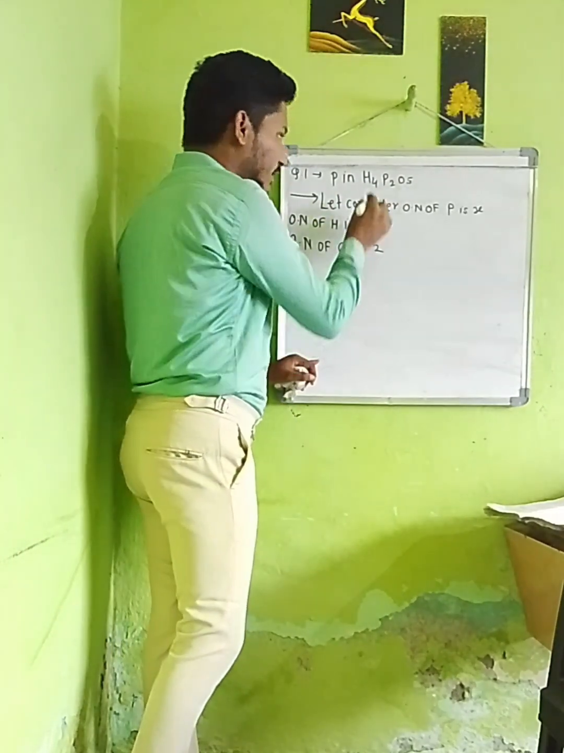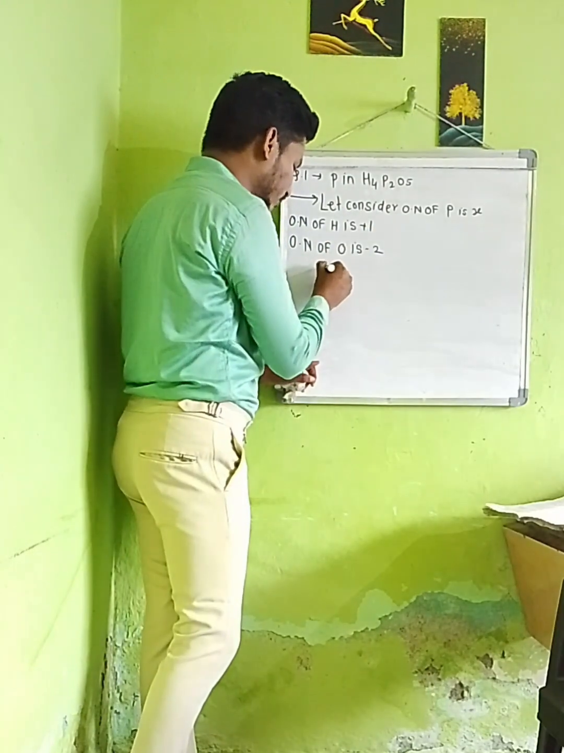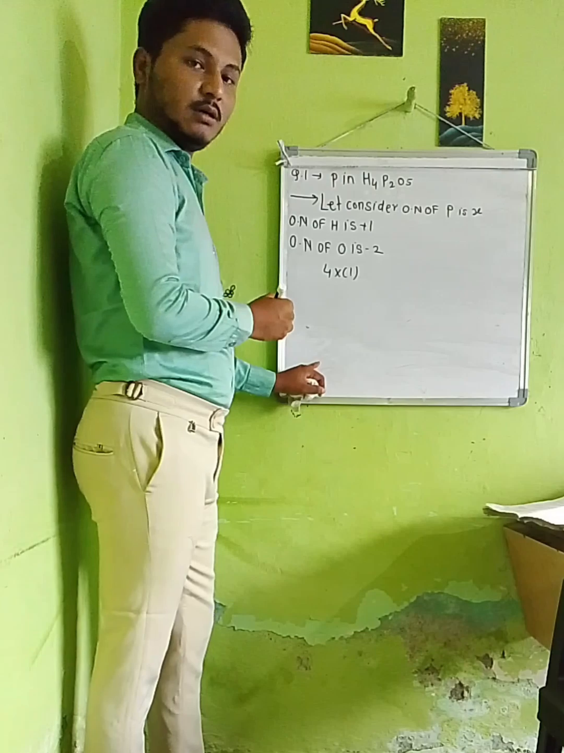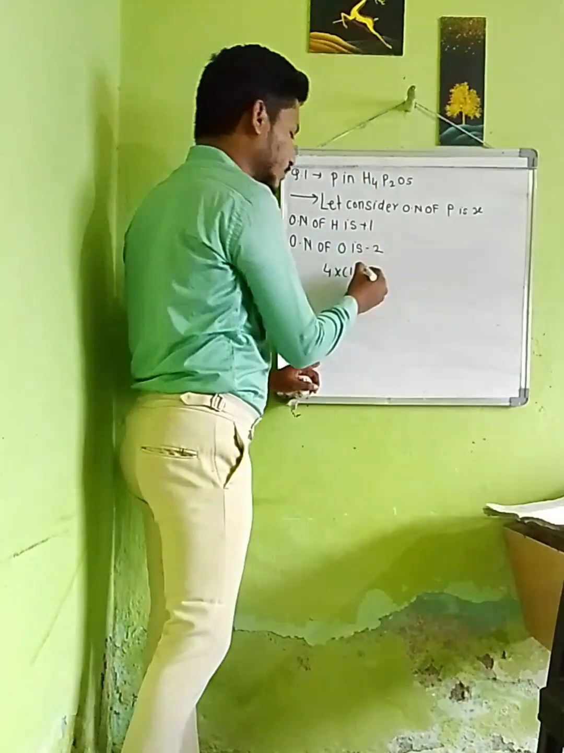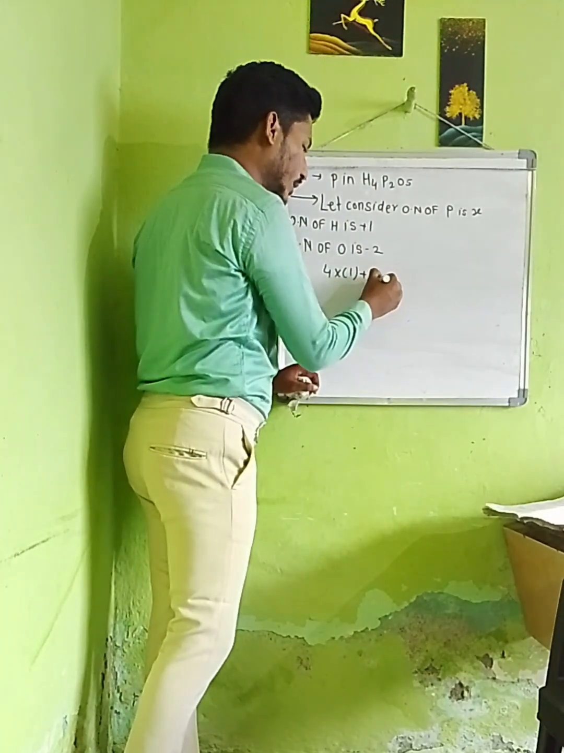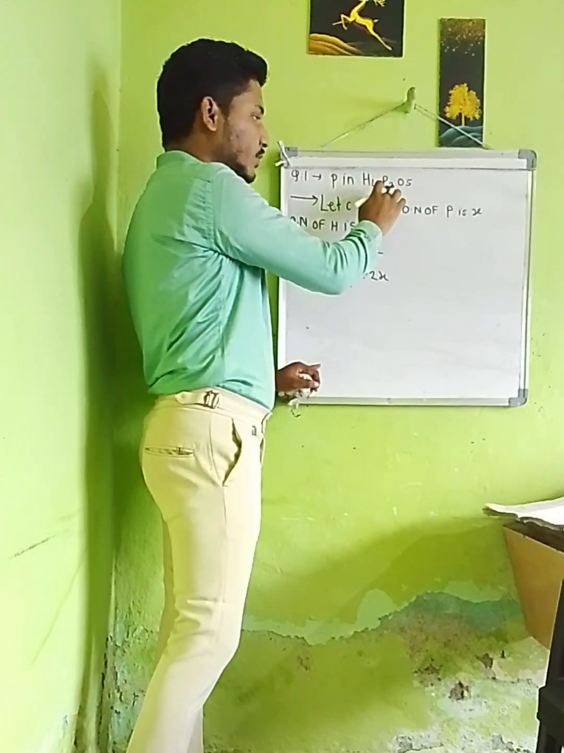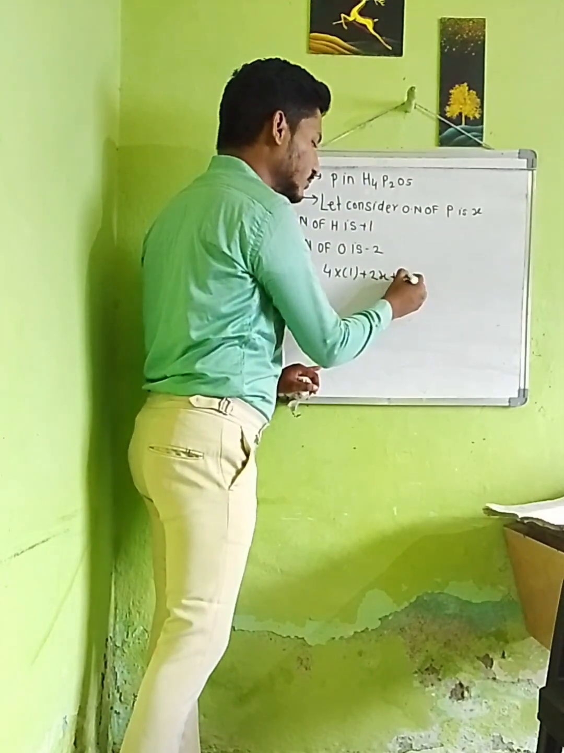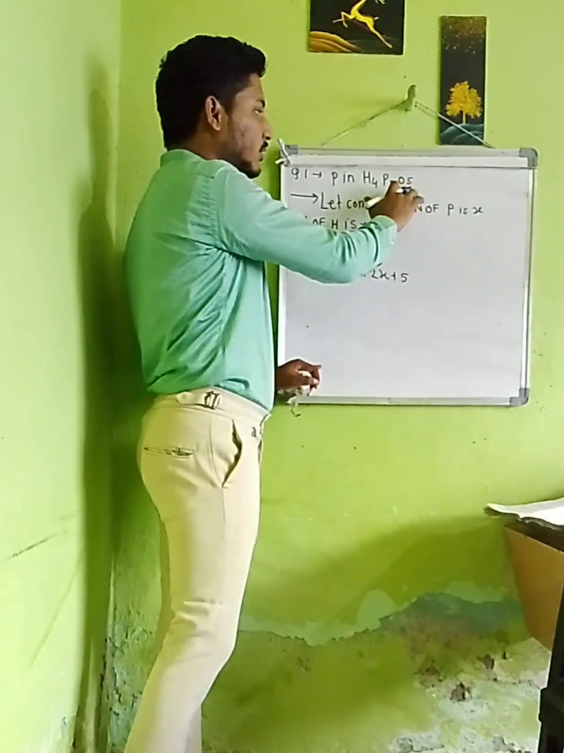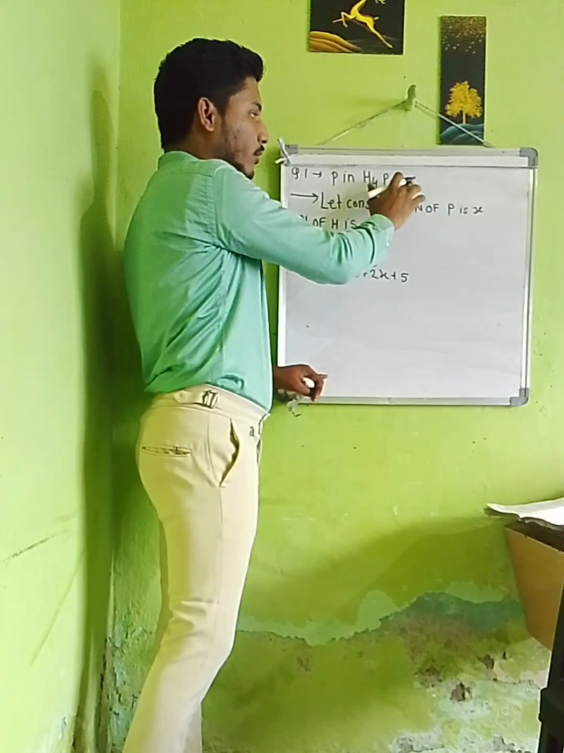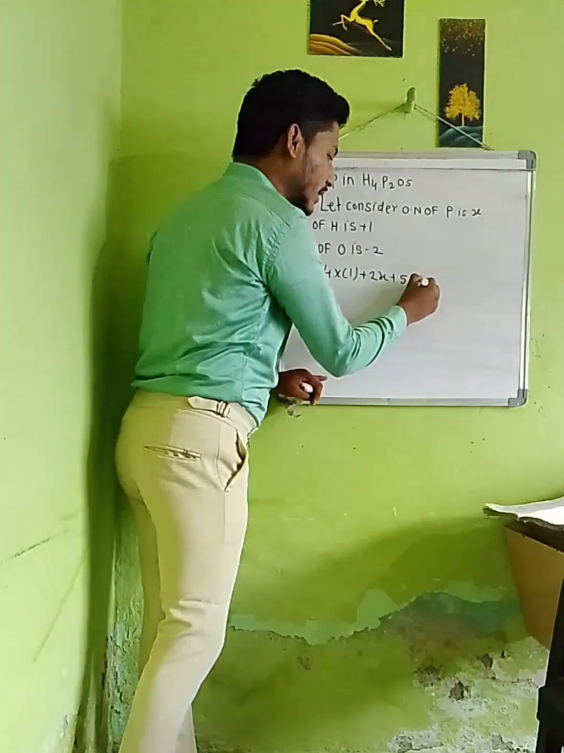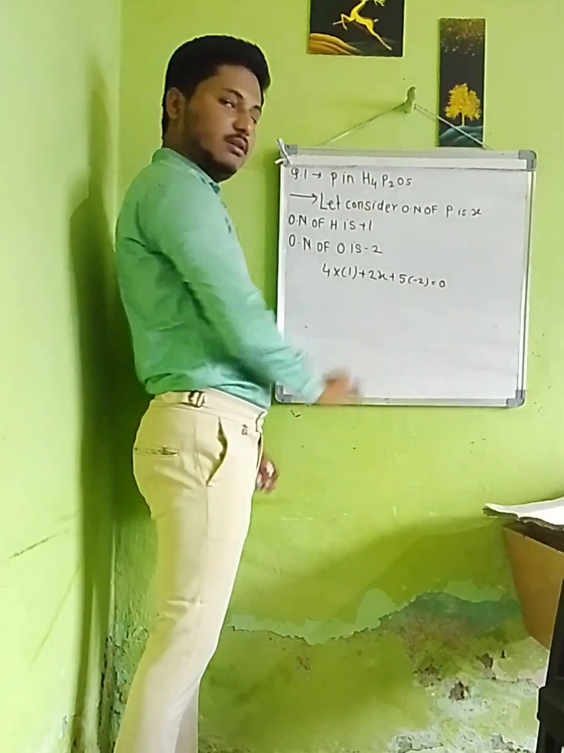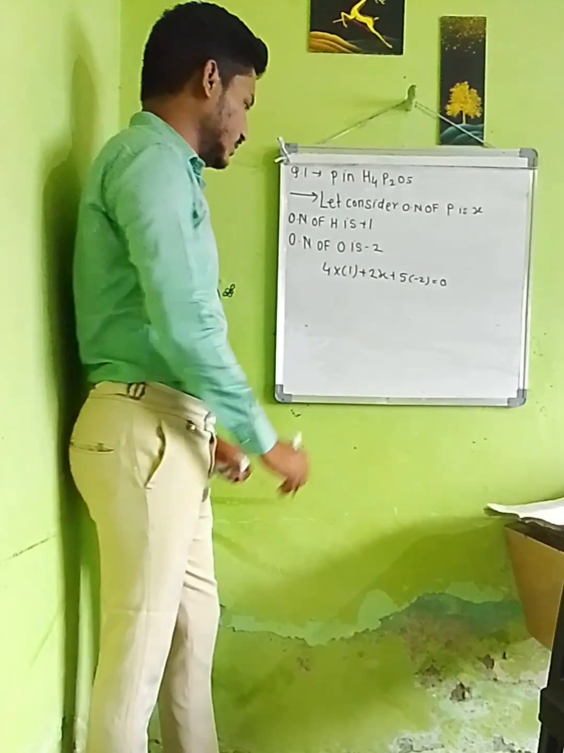Like here are the 4 hydrogens, that's why we write 4 into 1, because 1 is the oxidation number of hydrogen, plus 2x because here are the 2 phosphorus, plus 5 because here are the 5 moles of oxygen, into -2 is equal to 0. All the values are given in the equation, and let's solve this equation.